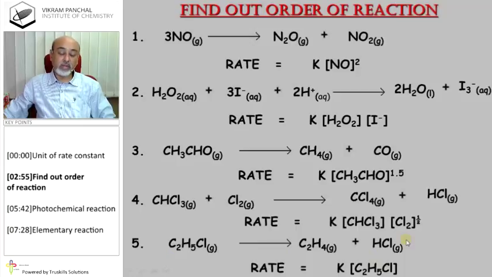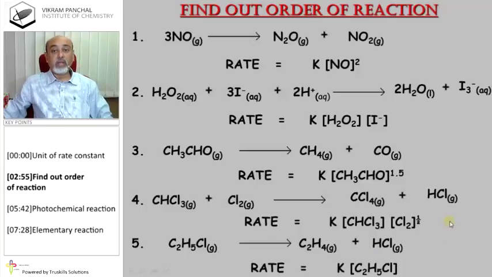So if you are given the differential rate law for any chemical reaction, then from this differential rate law, we can find out the order of reaction. Or if you are given the unit of rate constant K, from this also we can find out the order of reaction.